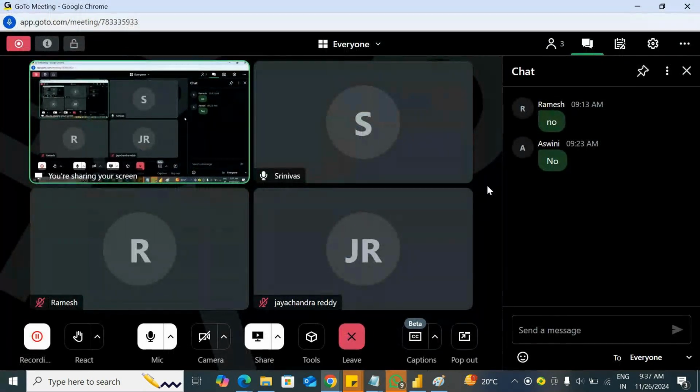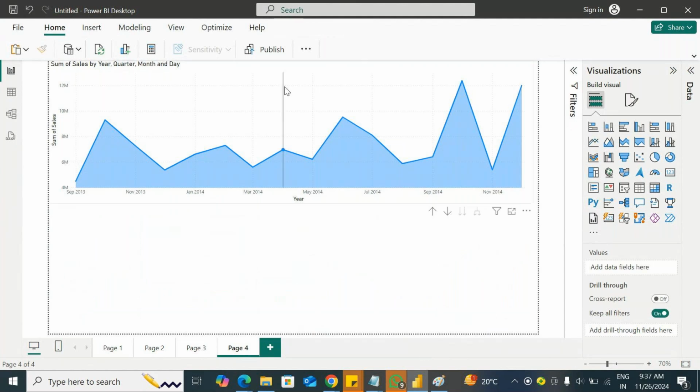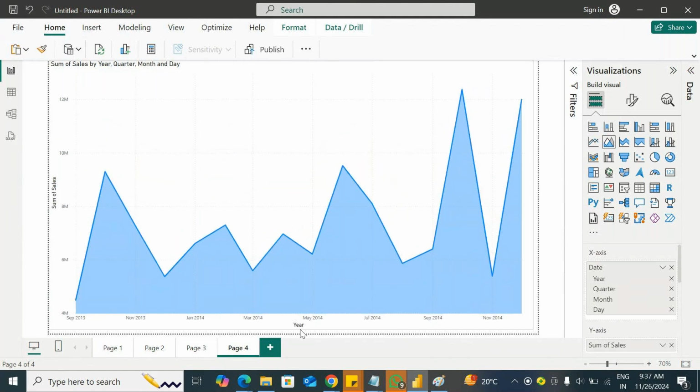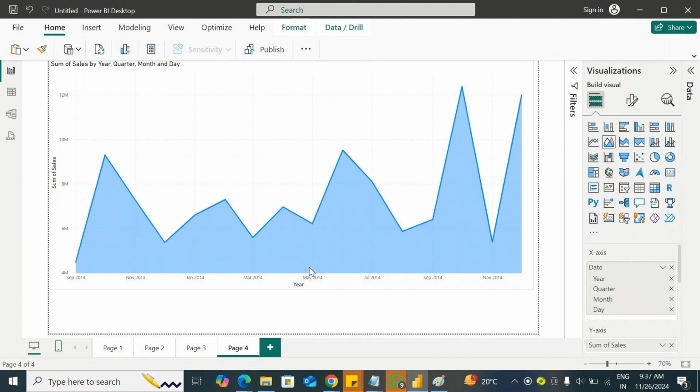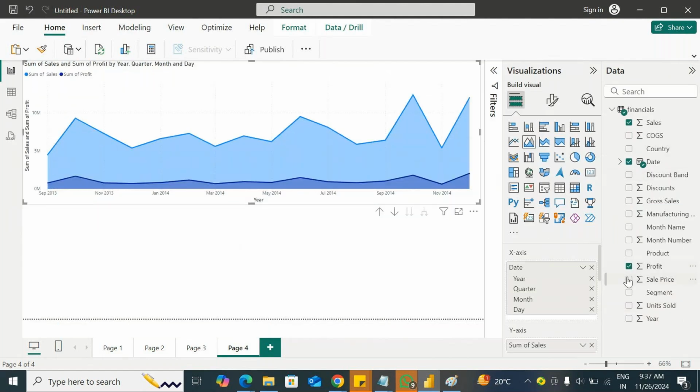Okay. So now the third one that we have is the stacked area chart. By default, whatever we have, like line or area, both are having a clustered behavior, which means that whatever the value that you added, all are going to start from zero only.